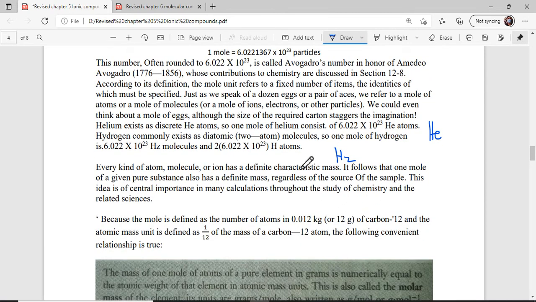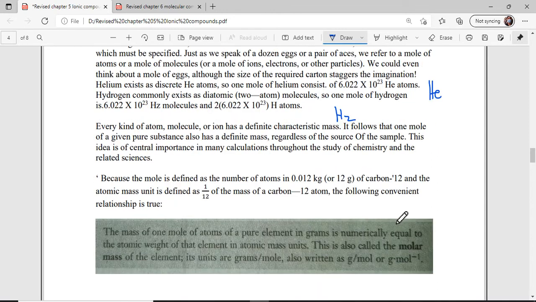Okay? Every kind of your atom, molecule, or ion has a definite characteristic mass. It follows that 1 mole of a given pure substance also has a definite mass regardless of the source. This idea is of central importance to many calculations throughout the study of chemistry and related sciences. Because the mole is defined as the number of atoms in 0.012 kilograms or 12 grams of carbon 12, and the atomic mass unit, or AMU, is defined as 1/12 of the mass of a carbon 12 atom.